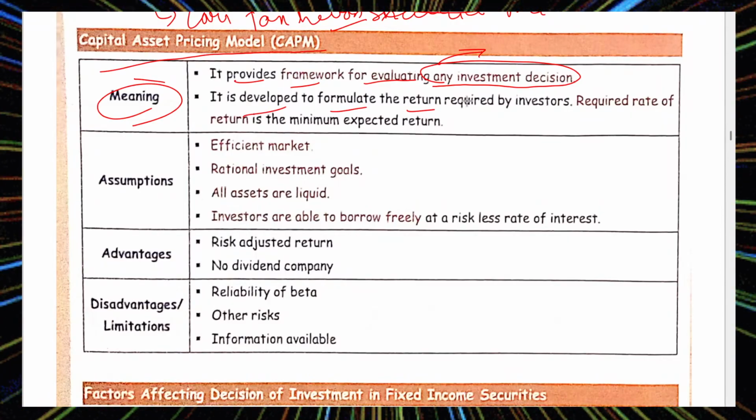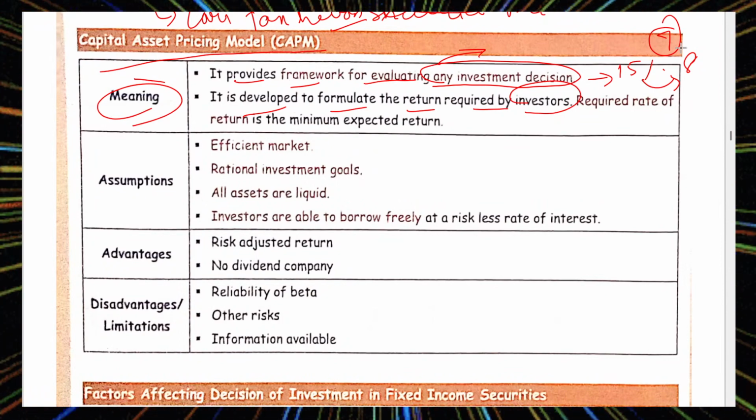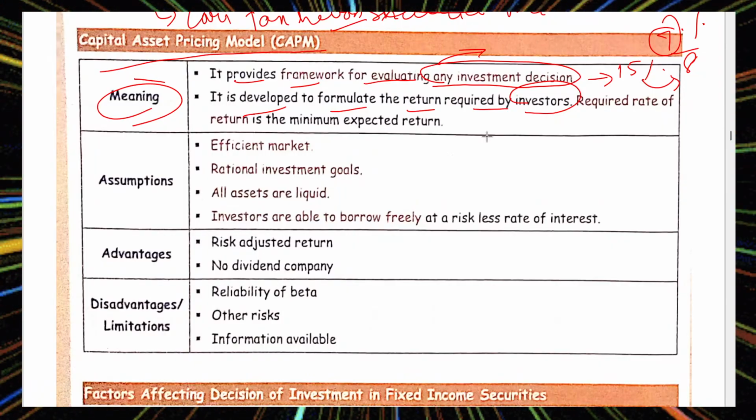It is developed to formulate the return required by investors. So I need 15% interest. Banks are providing 8%, we are going for 15%, 7% more. How to get it? Whatever the investor requires, you should risk it out, because 8% is risk free. You are going for double the rate of return. That is the highest risk. How to get that?